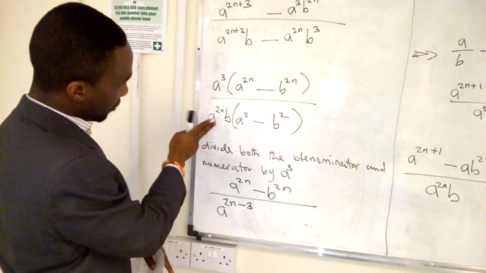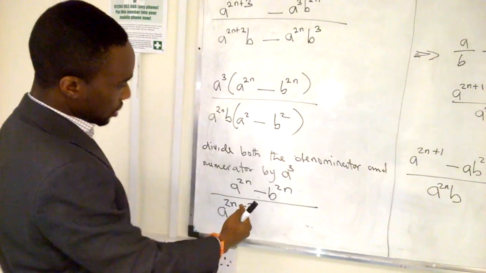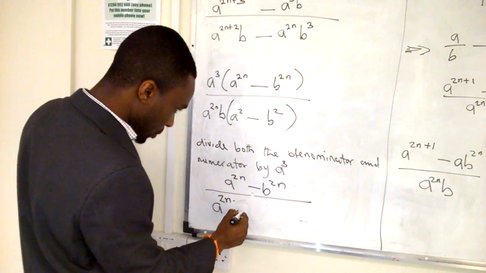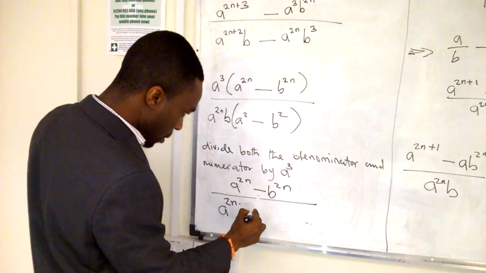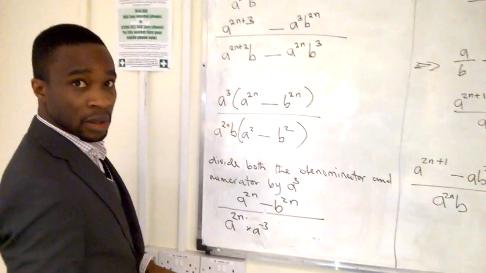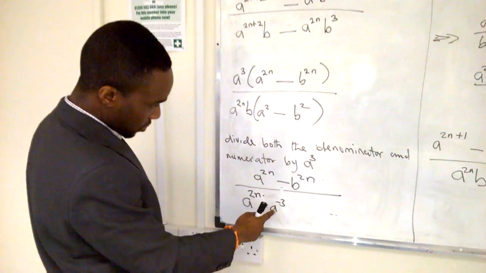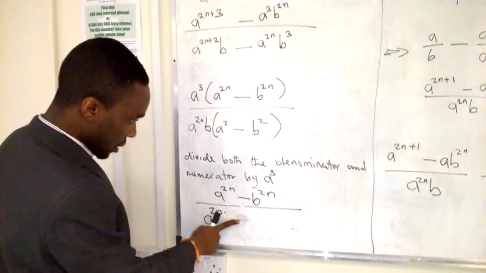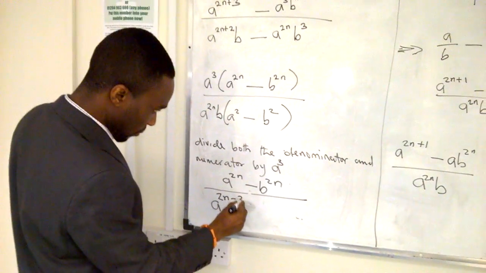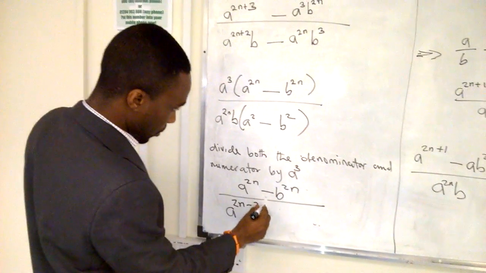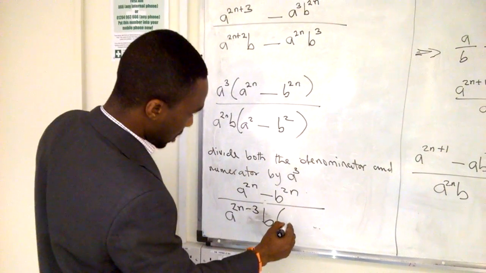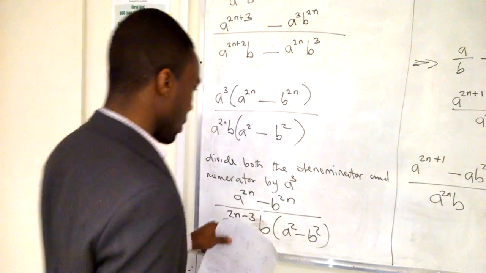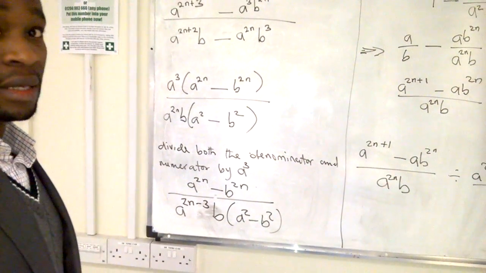If it comes down to the bottom, it's going to be negative. It's going to be something like this, times a raised to power minus 3. But because they are the same, you can just write it like this. Then b into bracket a squared minus b squared. So now you tidy it up, and that's the answer. Thank you.